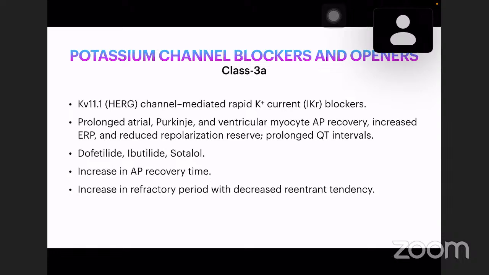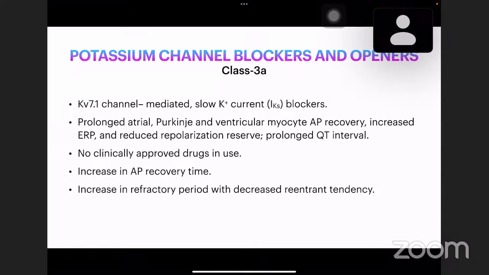These cause prolonged atrial, Purkinje and ventricular myocyte action potential recovery, increasing the ERP and reducing repolarization reserve, and prolonged QT intervals. So the drugs included are dofetilide, ibutilide, and sotalol. So they increase the action potential recovery time, they increase the refractory period with decreased re-entry tendency.